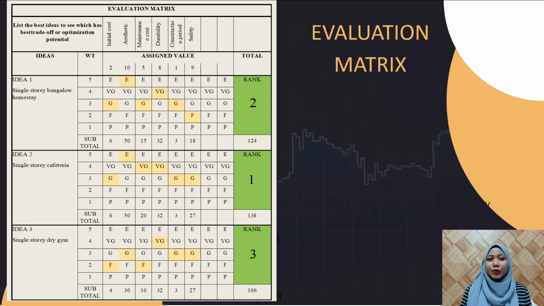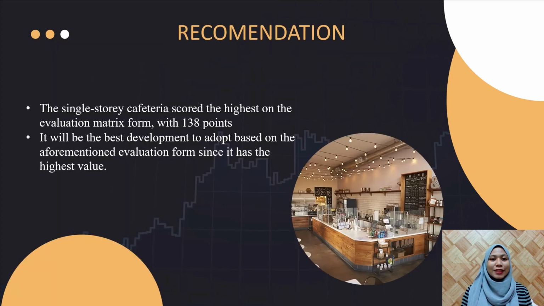From the evaluation matrix, we can see that the single-story cafeteria has the highest score with 138, followed by the single-story bungalow homestay with 124, and the last one is the single-story dry gym with 106. For the recommendation, the single-story cafeteria scored the highest on the evaluation matrix form with 138 points. It will be the best development to adopt based on the aforementioned evaluation form since it has the highest value.